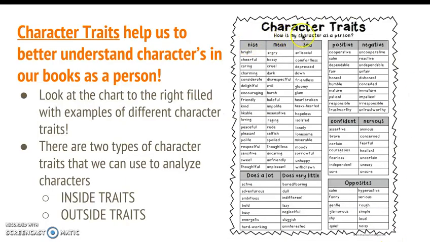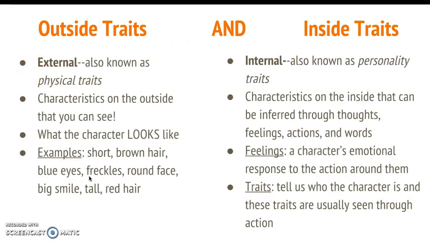So if we think about how our character is as a person, we would say nice, mean, sad, positive, negative, confident, nervous. Maybe they do a lot of things, they do not so many things, and these are opposites. And you can see these are all different synonyms or adjectives for nice, mean, things like that. And there are two types of character traits that we can use to analyze characters. There's inside traits and outside traits.